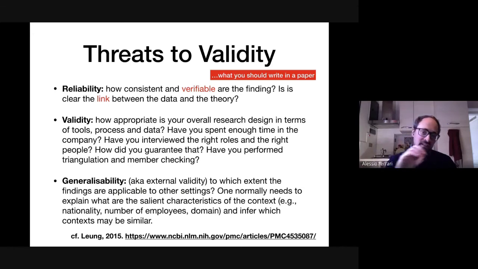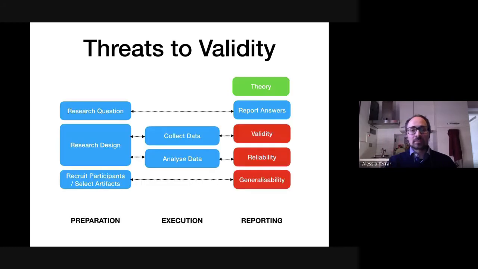In this case, you characterize the salient characteristics of your specific context. For example, nationality, number of employees, domain, and infer which contexts may be similar. For example, I've developed a theory in a company in the railway safety-critical sector. I can assume that companies in other safety-critical sectors, such as transportation, for example the automotive sector, can be similar enough, and the theory can also be applied to this context.